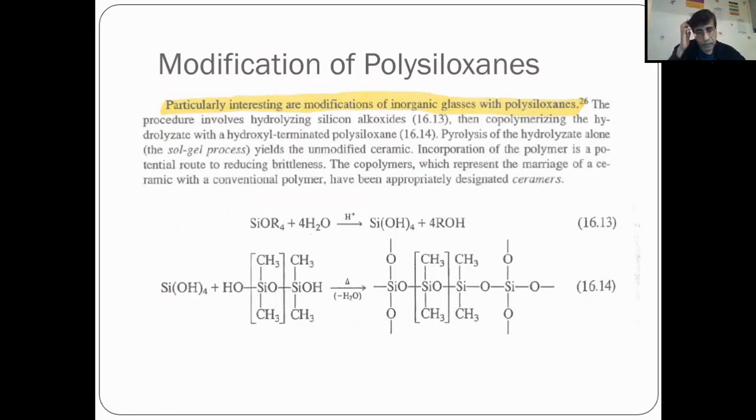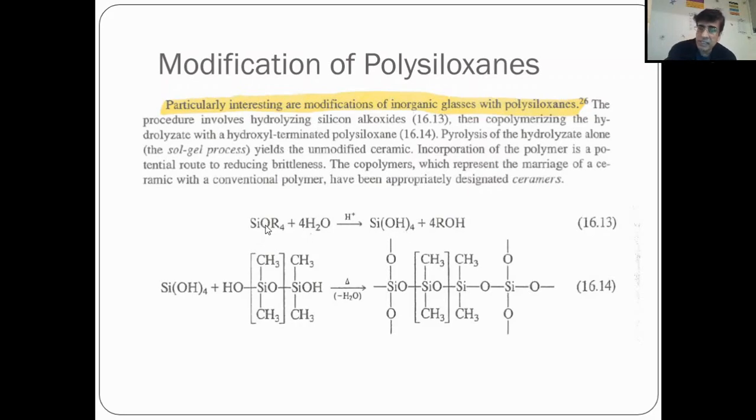Now, polysiloxane chemistry can also be used to modify inorganic glass. Again you read this one; I am just explaining the equation. So for example, this is the tetra-substituted silicon, which is OR. If you hydrolyze this one, you will get four OH groups, which I already mentioned to you previously.